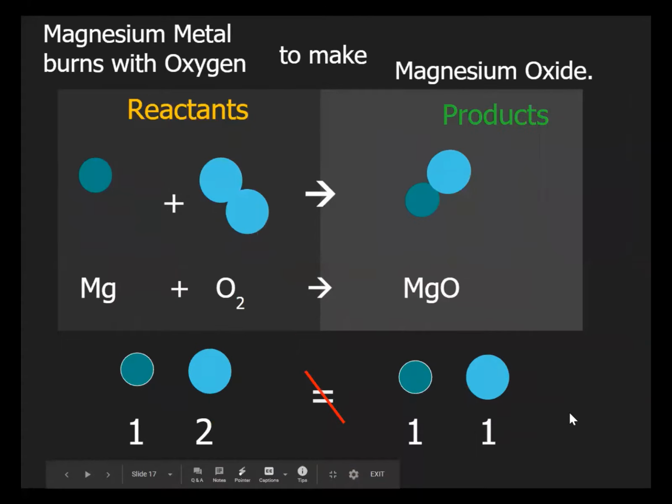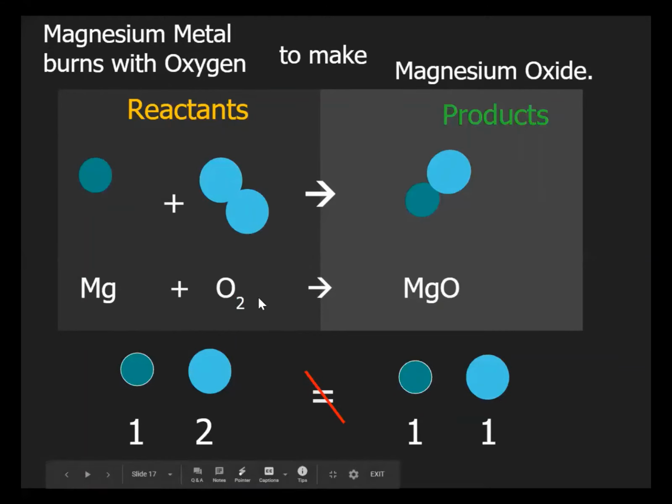Okay, let's do the same thing with our magnesium and oxygen. Here we have magnesium, 1 magnesium atom. We have 2 oxygen atoms bonded together. And then we have a magnesium and an oxygen bonded together. We have Mg and O, which shows that they are stuck together. But the problem is, you notice that it's not balanced. We have 1 magnesium and 2 oxygens on this side, and 1 magnesium and 1 oxygen on this side. Not okay. We need this to be balanced.